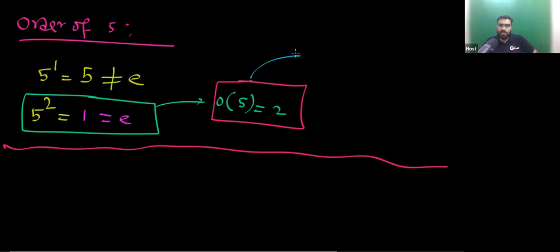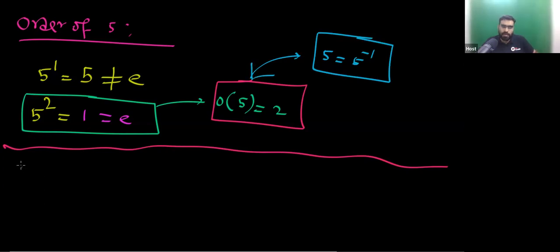It means 5 is inverse of 5. If you see, 5 is 5 inverse, right? So this happens when you have A inverse. This we have already seen, if you remember, that A is equal to A inverse.